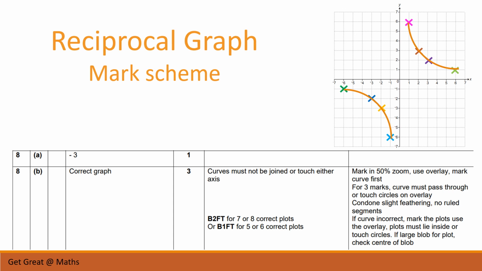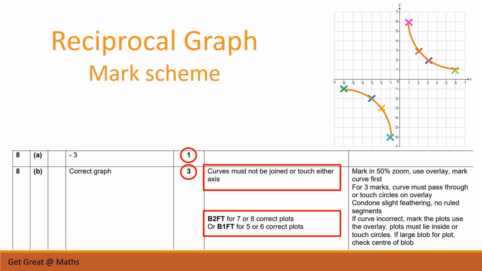The mark scheme on this question shows that for part A you needed to write down -3 for 1 mark, and part B you had to draw the correct graph to get 3 marks on this question. The curve must be joined and not touch either of the axes. And lower down it says B2, which is 2 marks for 7 or 8 points plotted correctly, and B1 is 1 mark for 5 or 6 points plotted correctly. FT is a follow-through mark for the value that you used if you made a mistake on part A. So if you used your answer, then you can still get the method marks on that.